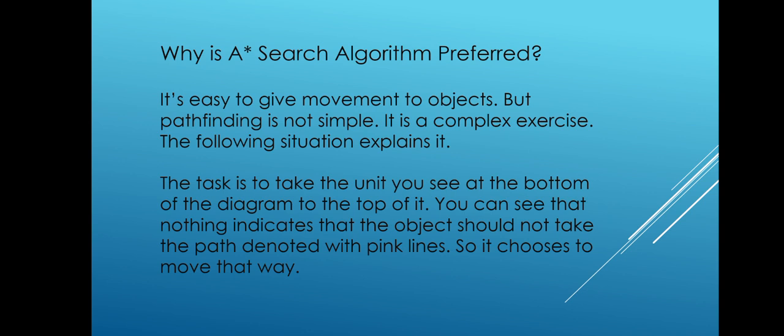Why is the A-star search algorithm preferred? It's easy to give movements to objects, but pathfinding is not simple. It is a complex exercise. The following situation explains it. The task is to take the unit you see at the bottom of the diagram to the top of it. You can see that nothing indicates that the object should not take the path denoted with pink lines, so it chooses to move that way.